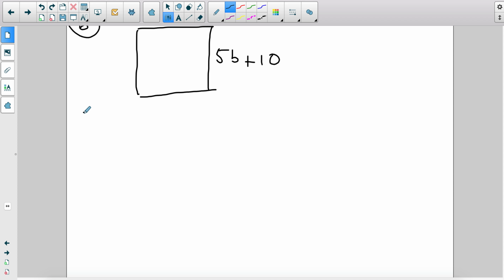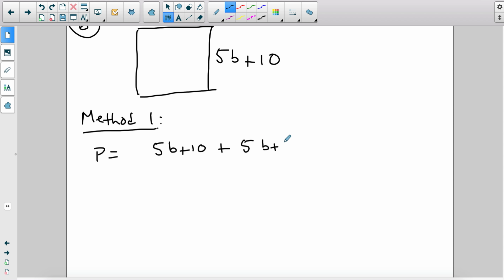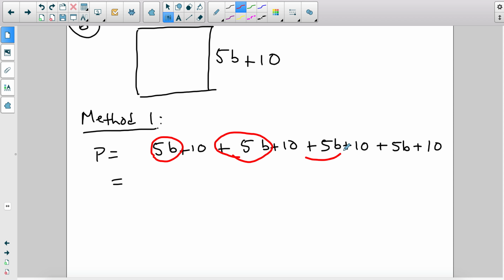So method 1 would be the long way, which is I'm going to add it 4 times. So 5b plus 10, so that's the perimeter. And then another 5b plus 10, so I'm adding the other length, and then another 5b plus 10, and then my last length, which is 5b plus 10. Again, I can circle all the like terms, so 5b, another 5b, another 5b, and my last 5b. Everything else is a like term as well, so all the 10s are like terms.